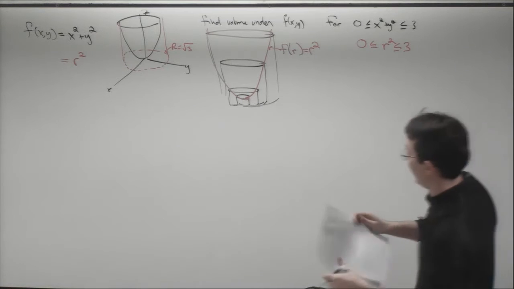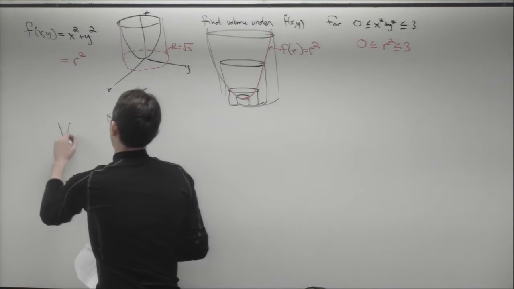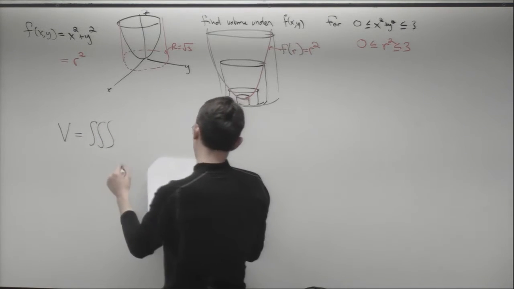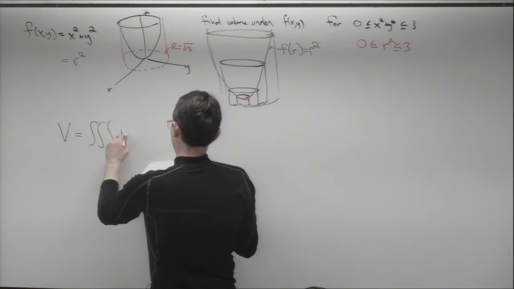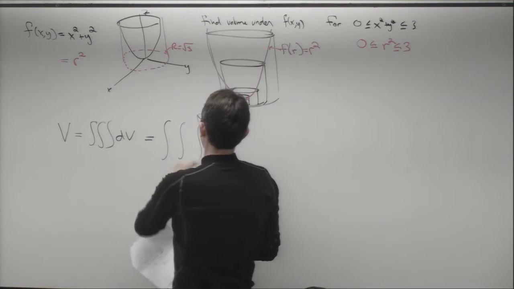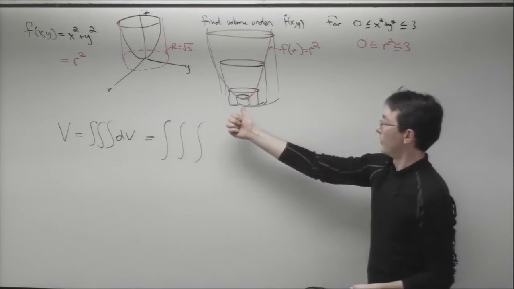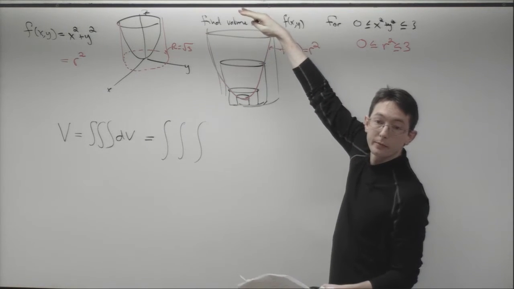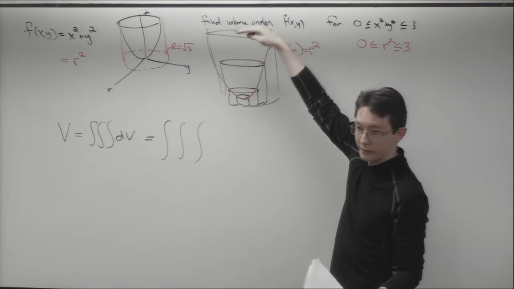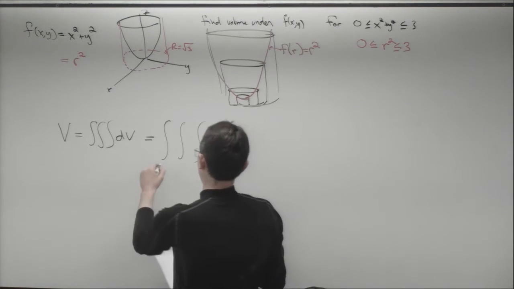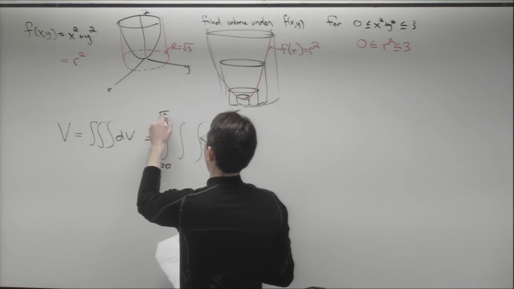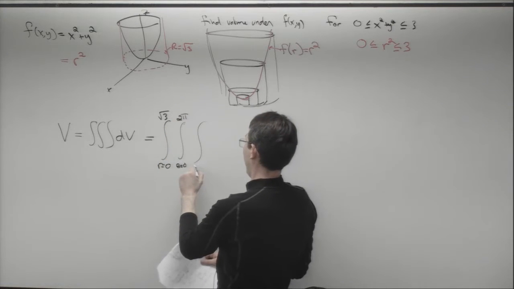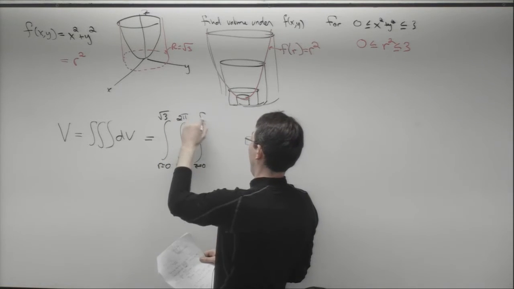All right, so the volume is some triple integral of dV. We're going to integrate with respect to radius, theta, and height. Since this is a triple integral, I'm going to use cylindrical coordinates. I'm going to integrate from radius equals 0 to root 3, from theta equals 0 to 2 pi, and from z equals 0 to f of r.